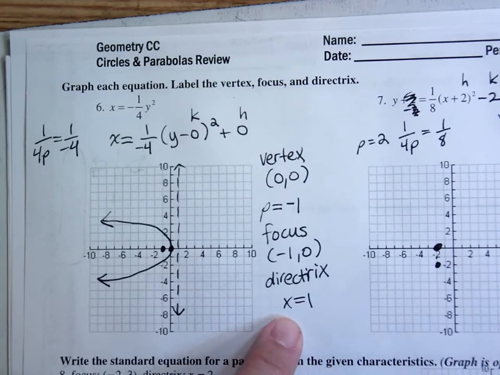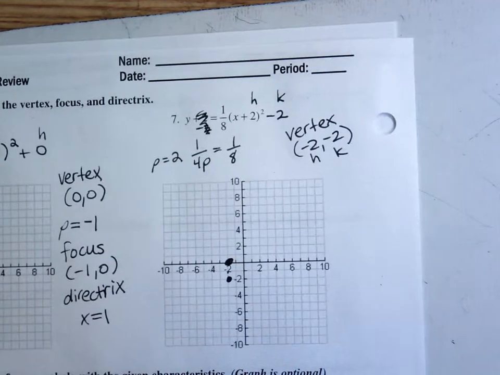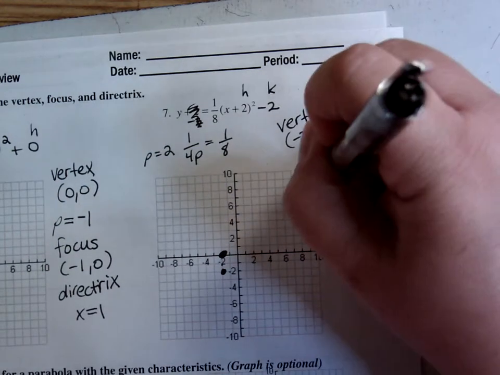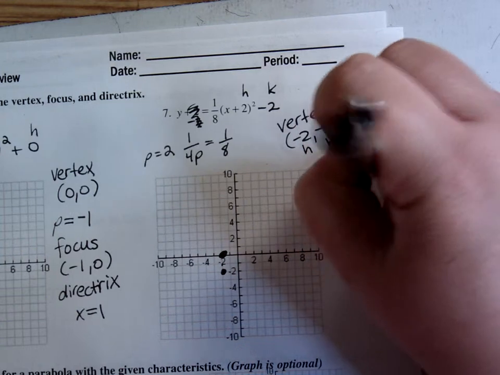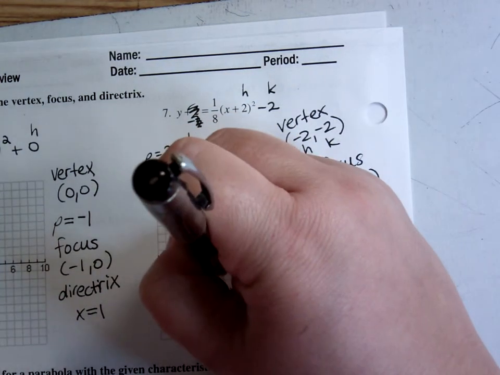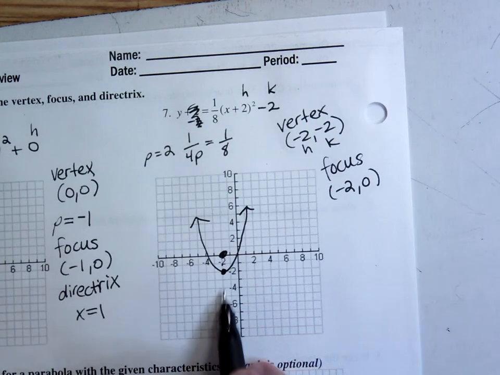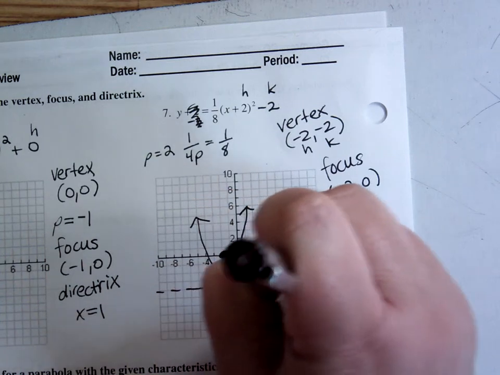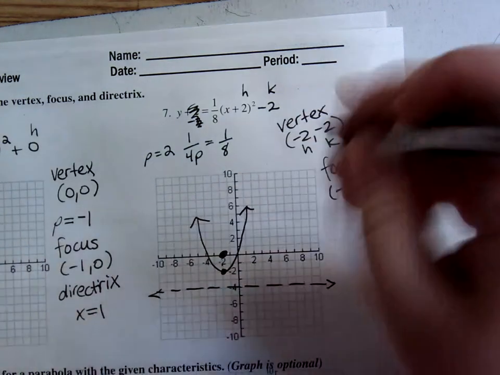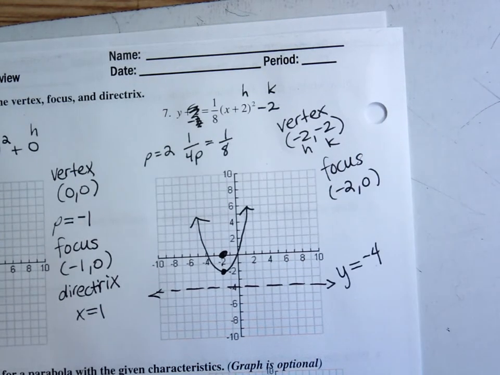Remember, the equation of the directrix starts with the same letter that the equation starts with. Okay, so over here, my vertex is at (negative 2, negative 2). The focus is going to be at (negative 2, 0). So that means it opens up like this. The directrix would be 2 down from here, so it's down here at negative 4. So y equals negative 4 is my directrix. And that's my answer to number 7.